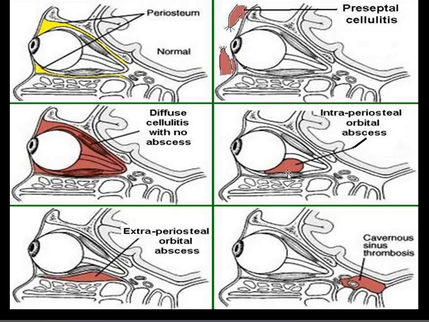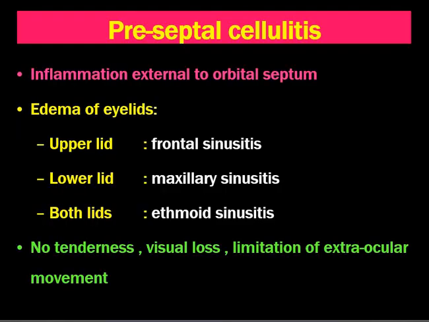And this is intraperiosteal abscess. This is the periosteum, intraperiosteal abscess, and extraperiosteal abscess. This is the periosteum, and this is just above, outside that, extraperiosteal, and cavernous sinus thrombosis. Let's come to pre-septal cellulitis.